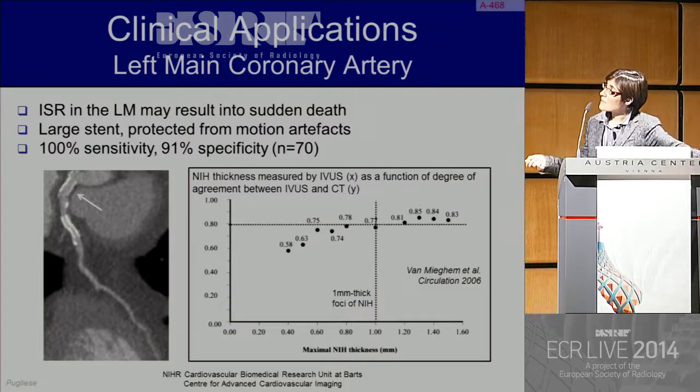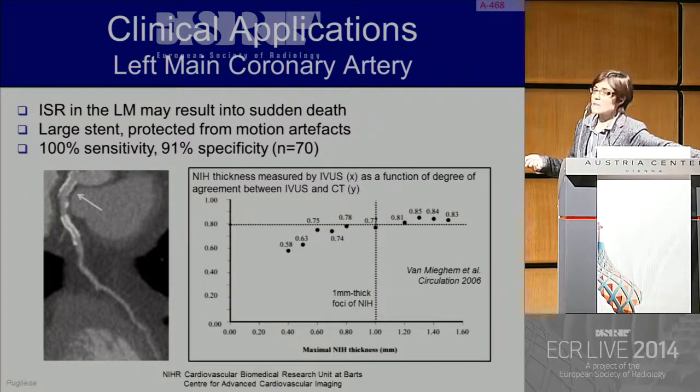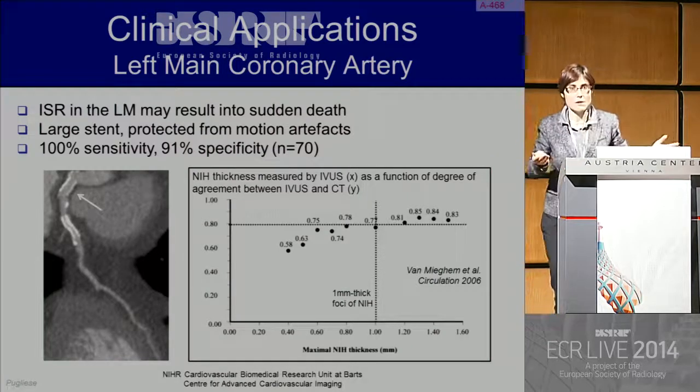So the left main stent represents a good scenario for CT because we are talking about a large vessel, hence receiving a relatively large stent and relatively protected from motion artifacts. So this study was definitely positive and encouraging in terms of results because the sensitivity was excellent. We could evaluate all the patients who actually had in-stent stenosis as demonstrated on invasive coronary angiography, and also the specificity was really encouraging. This chart gives you the thickness of the neointimal hyperplasia measured not with CT but with intravascular ultrasound as a measure of the degree of agreement between CT and intravascular ultrasound.